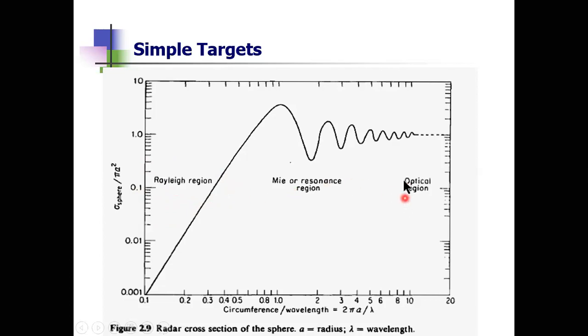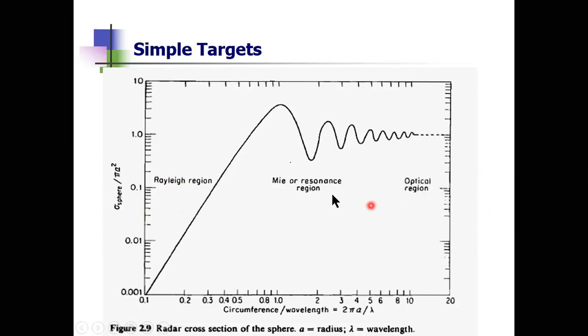Now what is the other extreme? Optical region. In this other extreme, lambda is very small, so 2 pi by lambda is large. So 2 pi by lambda is much greater than 1. That's the optical region. And here sigma is affected more by the shape of the object than by its projected area. So that's the main difference between these two: in the Rayleigh region it is affected more by the volume than the shape, and here more by the shape of the object than the projected area.